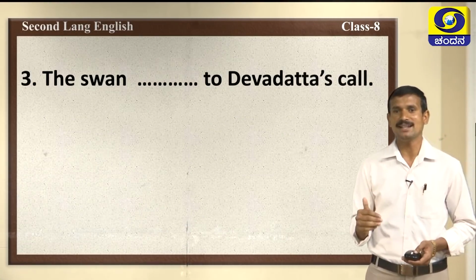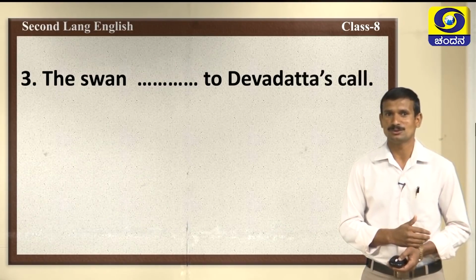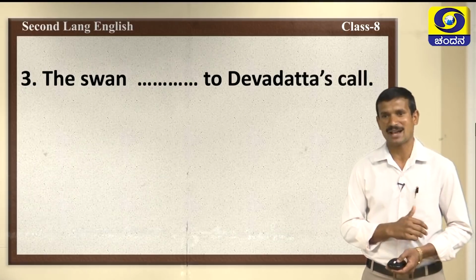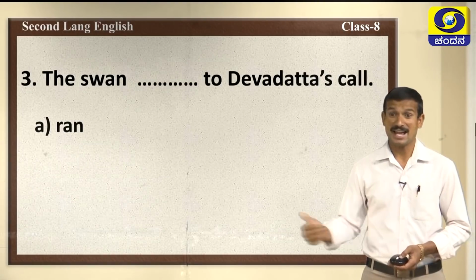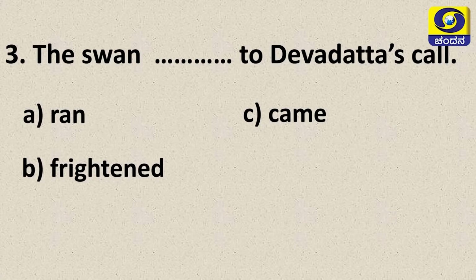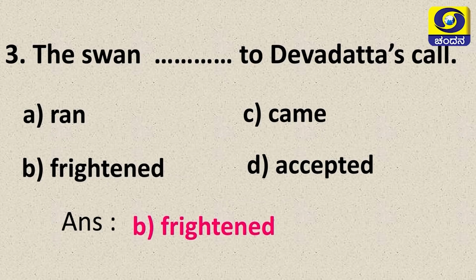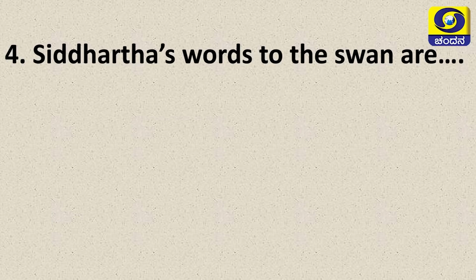Now, let's move to the third question. The swan dashed to Devadatta's call. What did the swan do when Devadatta called the swan? Ran, frightened, came, or accepted? What did the swan do? Yes, you are right. The swan was frightened by Devadatta's call. Good.